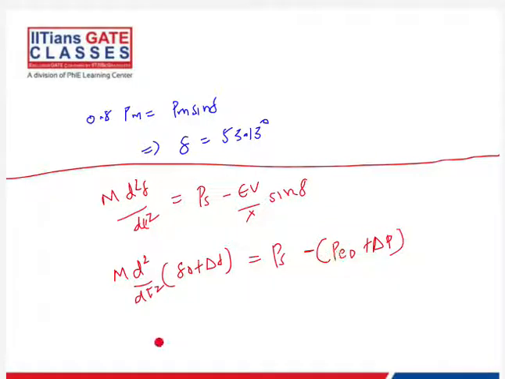Now it becomes a linear differential equation. If we do the differentiation, you will get m d square by dt square of delta delta, because delta 0 is a constant value, and Ps also will go away. Because Ps and P are the initial condition, these two are the same, right? You will get minus delta P, right?